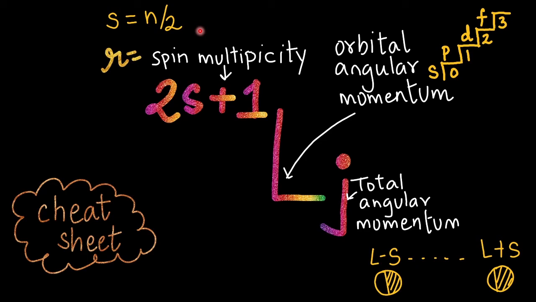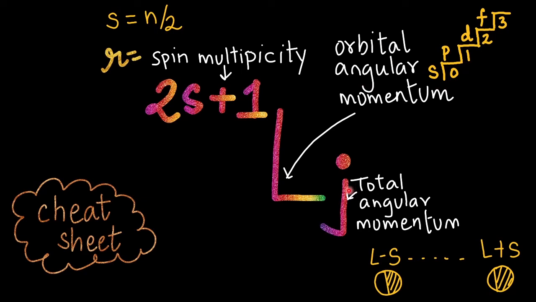Similarly, we have other terms here. L is known as the orbital angular momentum. Okay, so we have these notations for these values. When you get L is equal to 0, it's S, 1, 2, 3, 4 are P, D, F respectively. This is known as the orbital angular momentum.